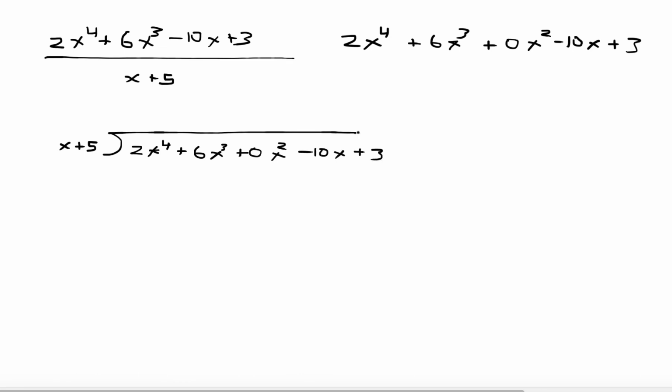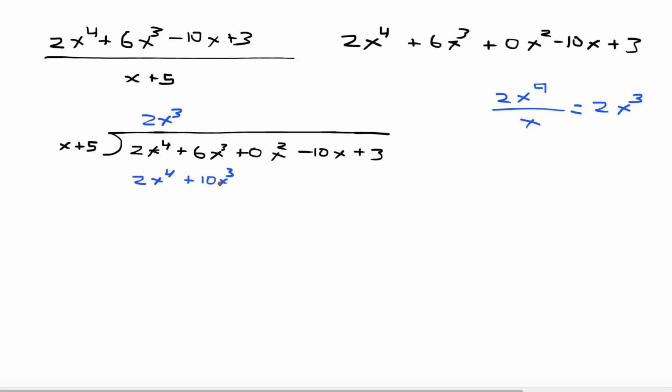Then we'll do the steps as we normally would. The first thing we should do is divide the first term, 2x to the fourth, by x, so we get 2x cubed. That should be the first term in our quotient. We'll multiply 2x cubed times x, which is 2x to the fourth, and then 2x cubed times 5, which is plus 10x cubed. Notice that the powers do line up. We should only combine like terms. This is the key step here.